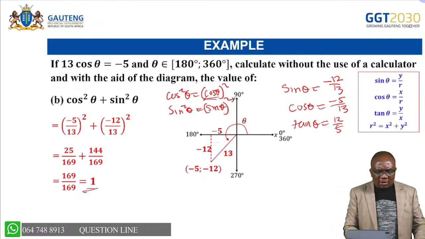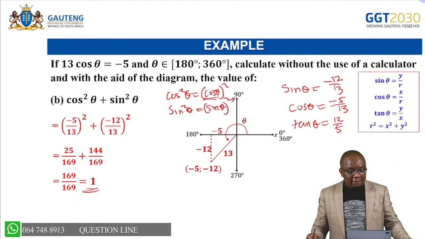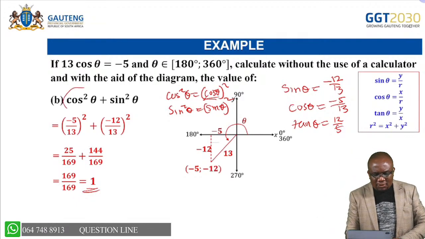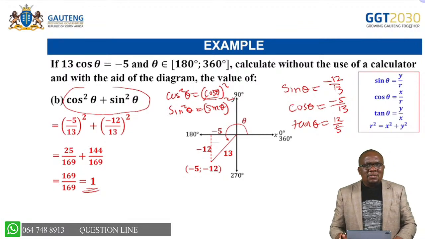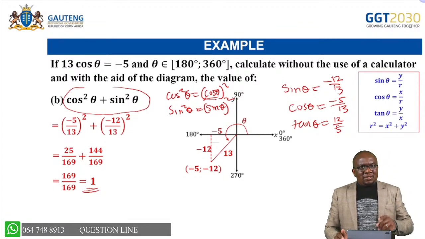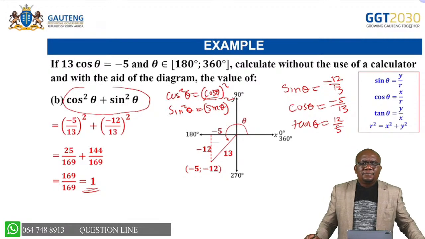This is interesting. You're going to find that very soon in grade 10 to 11. This is an identity. This will always give you 1. This will always give you 1. If you get this and you are not getting 1, there's something wrong.